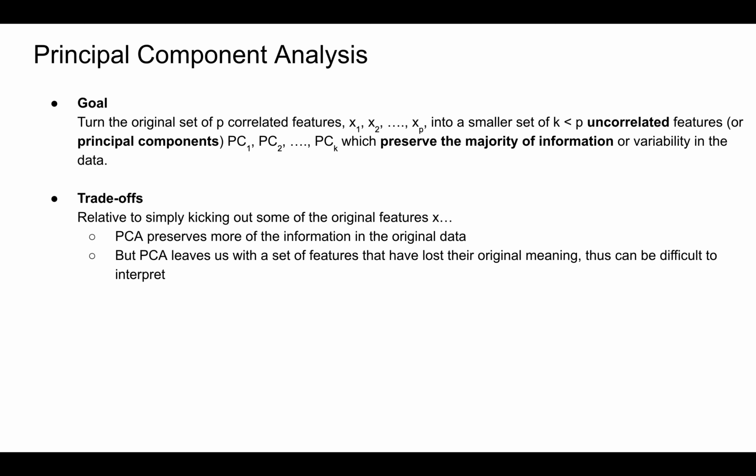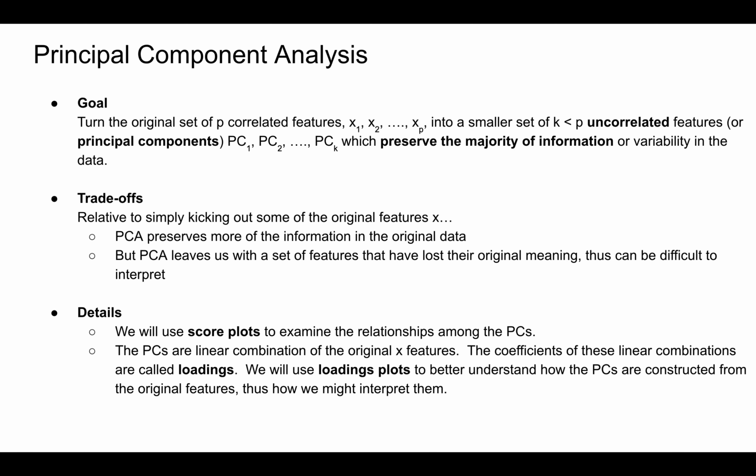However, PCA leaves us with a set of features that have lost their original meaning. Thus, it can be difficult to interpret the principal components. They're no longer on the original scale, but are linear combinations of our original features. Finally, in class, we'll consider more of the details behind principal component analysis. We'll use score plots to examine the relationships among the principal components. And we'll use loading plots to better understand how the principal components are constructed from the original features, thus how we might interpret them.